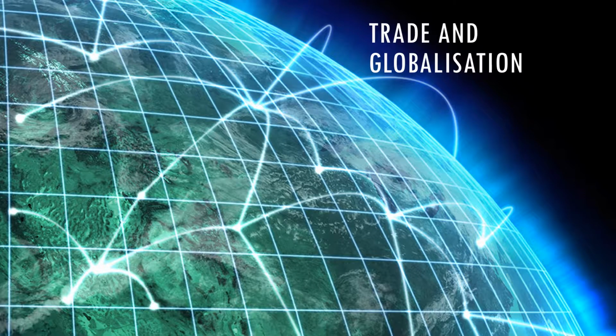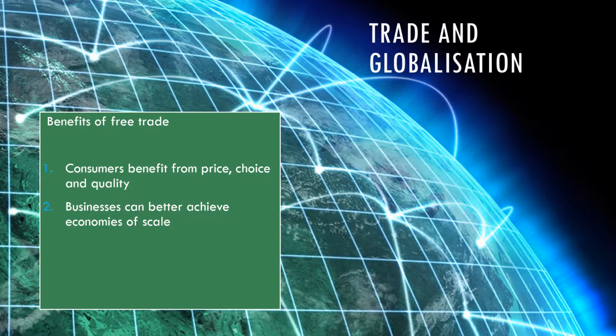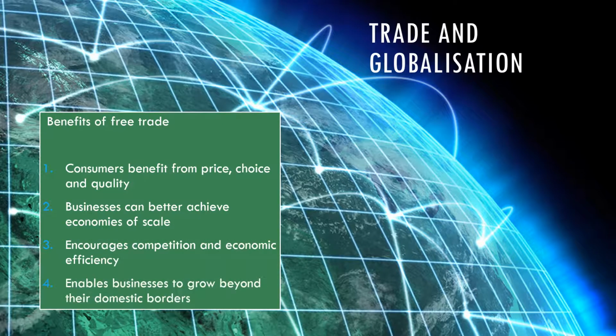In theme so far, we've looked at trade and globalization. We've seen that there are many good things associated with trade and globalization. For example, for customers, better prices, choice and quality. For businesses, economies of scale, more competition and efficiency in the economy, and it enables businesses to grow beyond their domestic borders and become multinational companies.